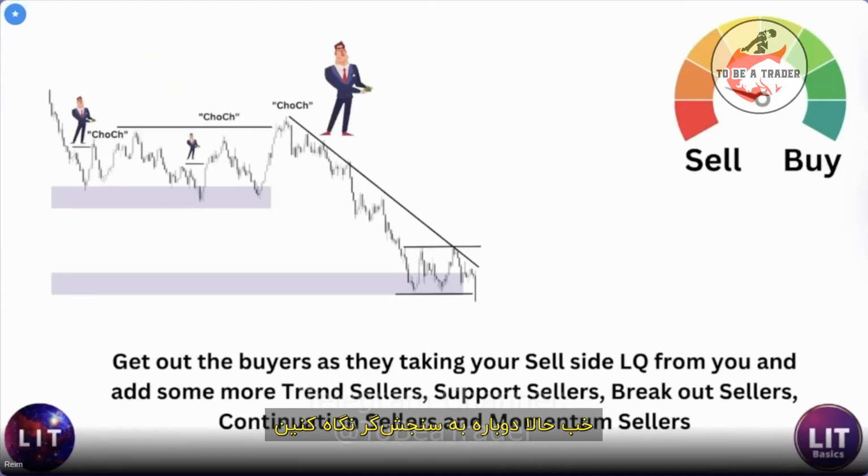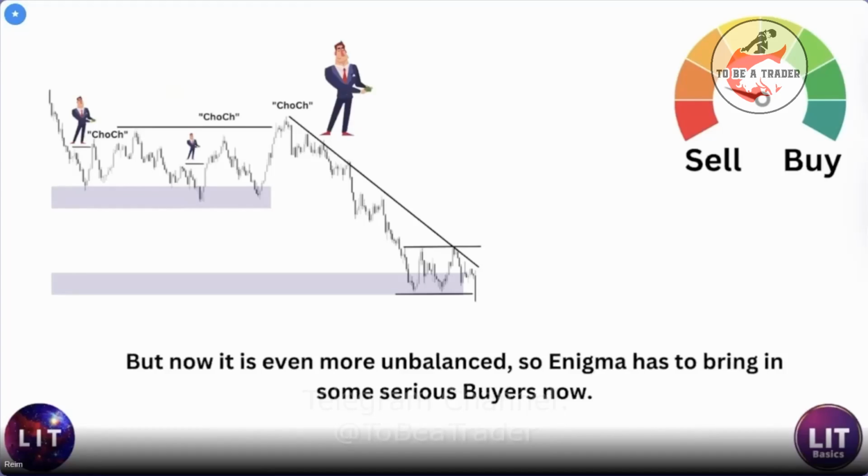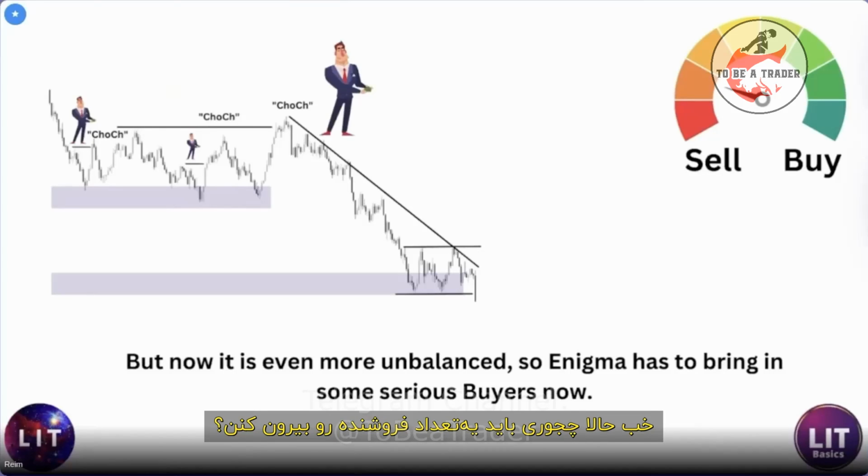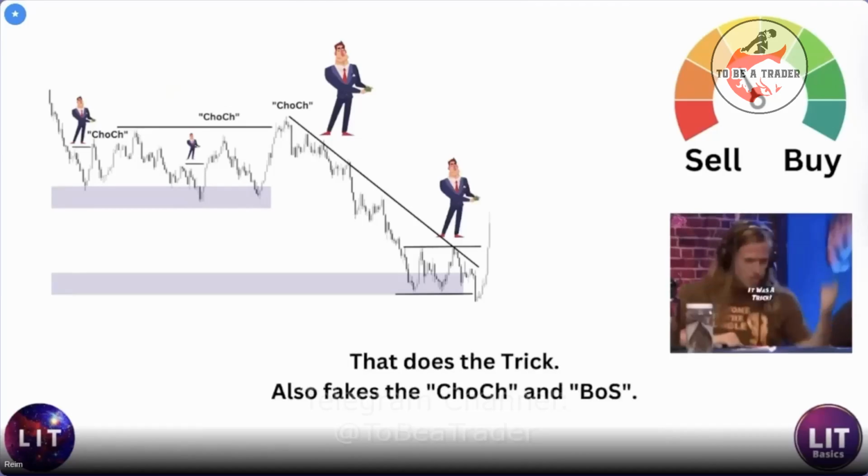So again, look at the meter. Everyone is starting to sell though. So of course they have to fake some moves. How do they do it? Right? So again, boom. First of all, it's the same thing. It's more unbalanced as the more sellers are in. So how do they have to actually get out a few sellers?